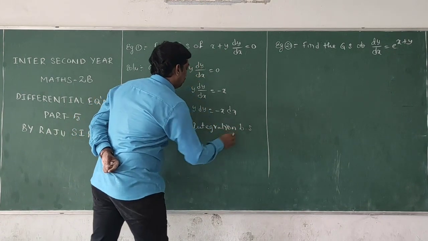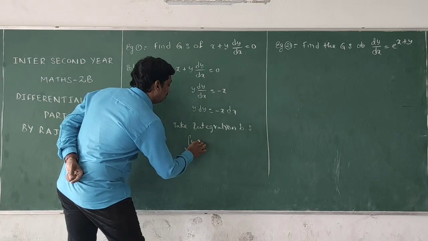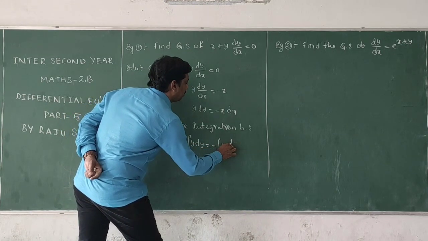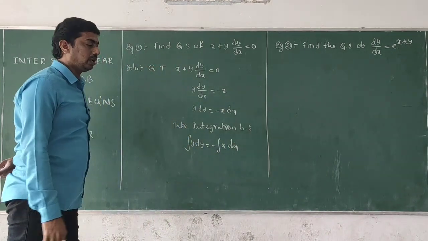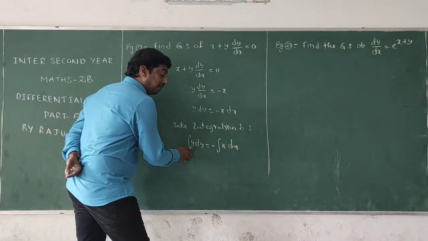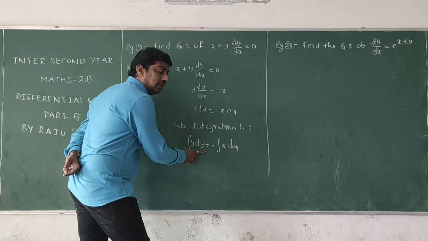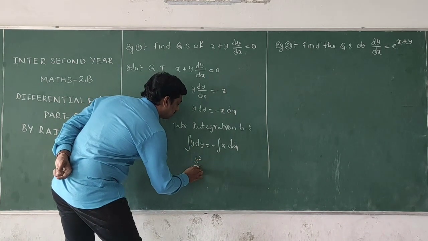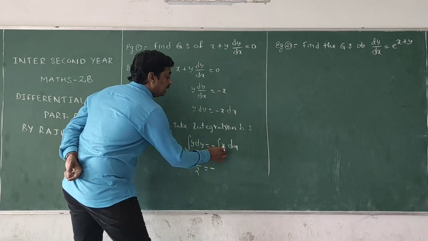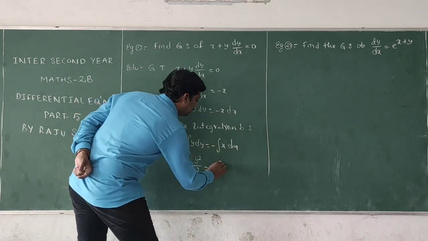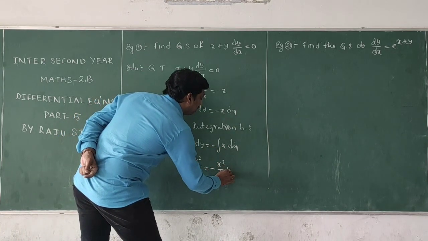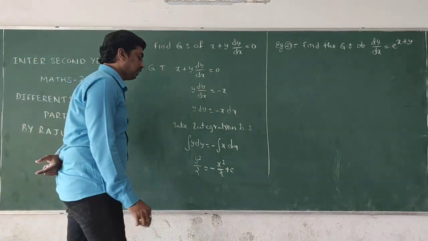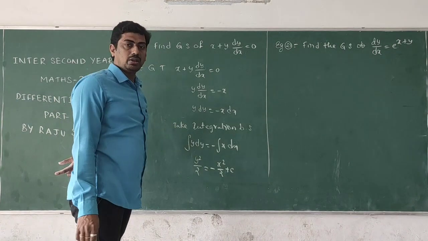Integration on both sides. Integration of y dy equals minus integration of x dx. Integration of y with respect to y is y square by 2, minus integration of x with respect to x is x square by 2, plus a constant c. After completion of integration we need to write the constant.